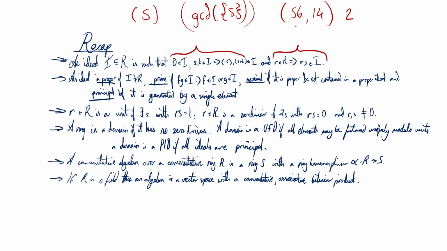Yeah, this is 14 times 4, and this is 7 times 2. So, yeah. And this is what is meant by principal, so you can have a principal ideal generated by multiple elements, but it doesn't really matter because you can just cut them down somewhat.